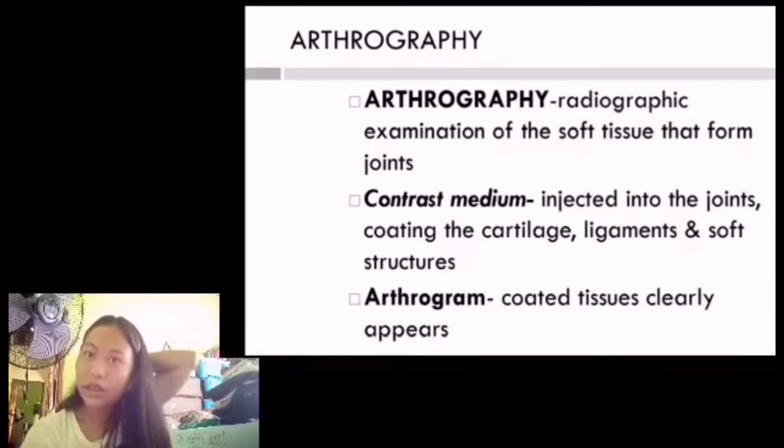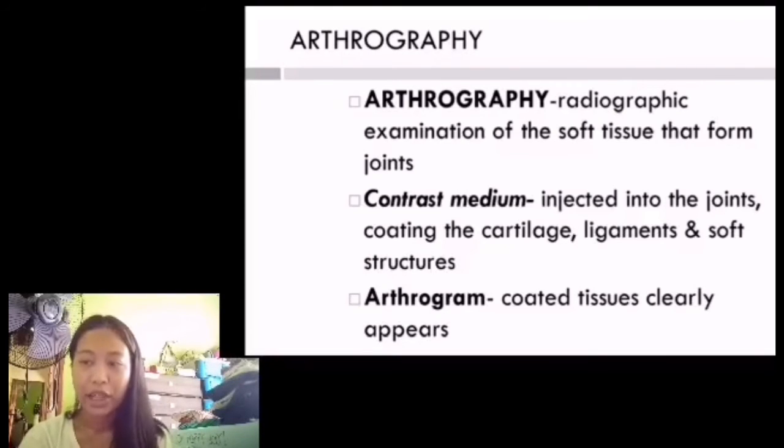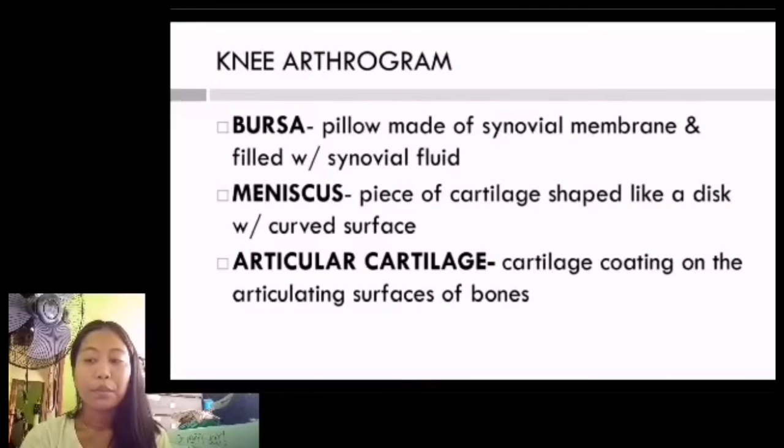Arthrography is the radiographic examination of the soft tissues that form joints. Contrast medium is injected into the joints, coating the cartilage, ligaments, and soft structures. In the arthrogram, the coated tissues clearly appear.